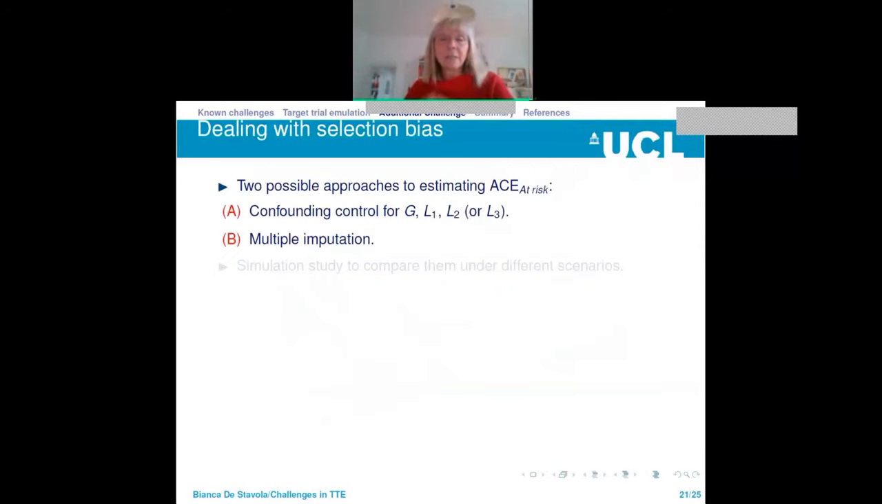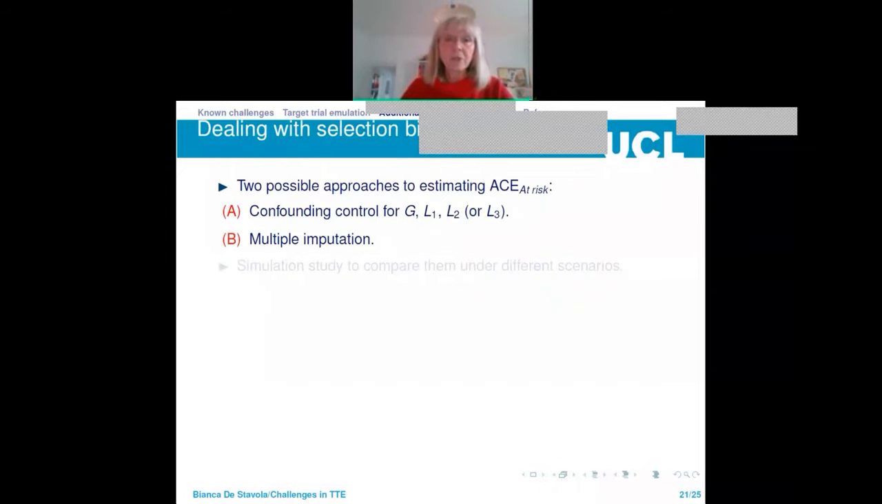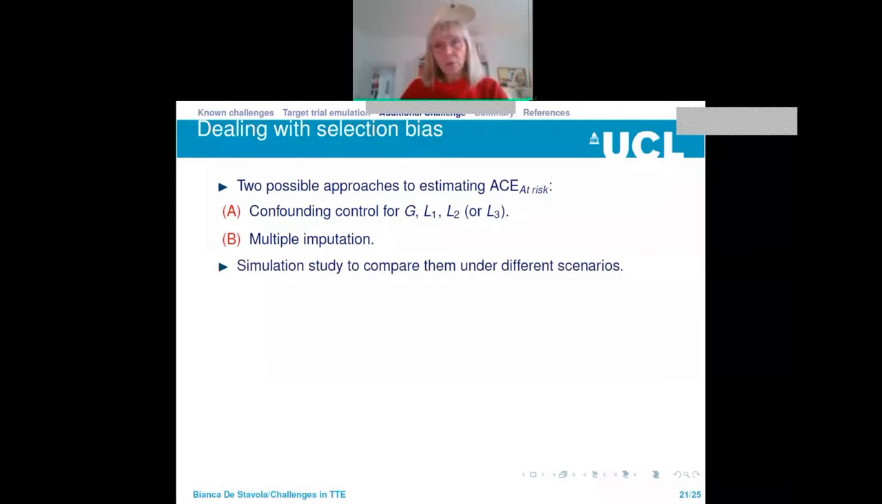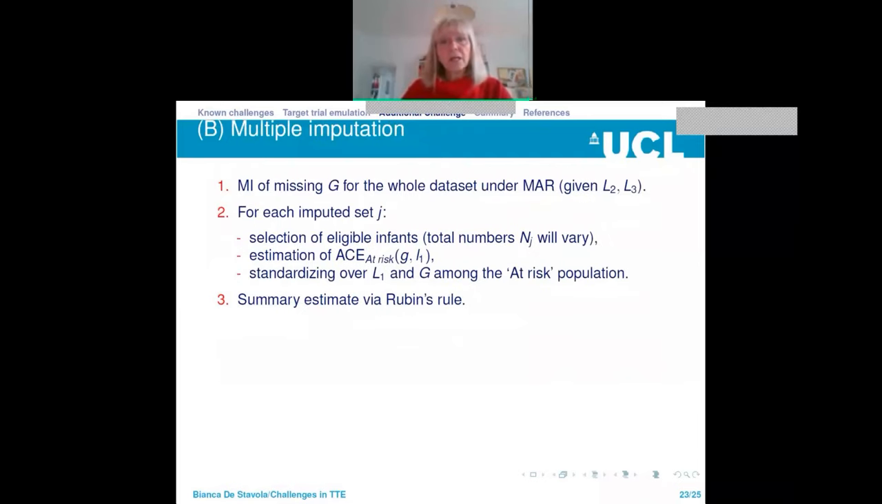And just very briefly, I'll skip the slides in between. We've compared different approaches to dealing with this additional selection bias, and that you can do confounding control, as I just described, or multiple imputation for the big population. That's a problem. You need to impute everything from the millions of records of all babies born in the periods of interest, which is 6 million records actually. And we've done a simulation study to compare the different scenarios. I'm not going to skip the details. The slides are in the folder of the course of what the two approaches consist of.